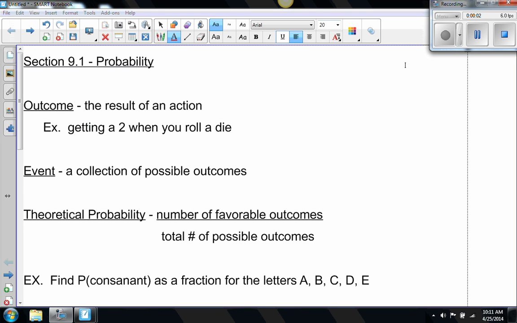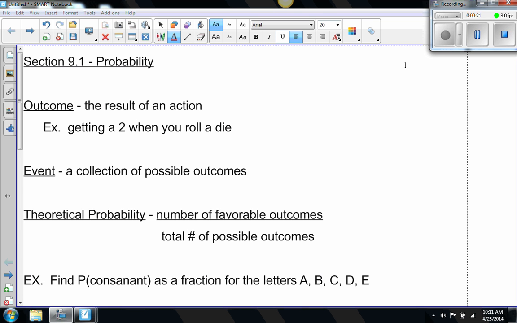Hello, 7th graders. The last chapter is on probability, and section 1 starts out with some theoretical probability, which we're going to go through right now. First of all, you need to understand a few terms.